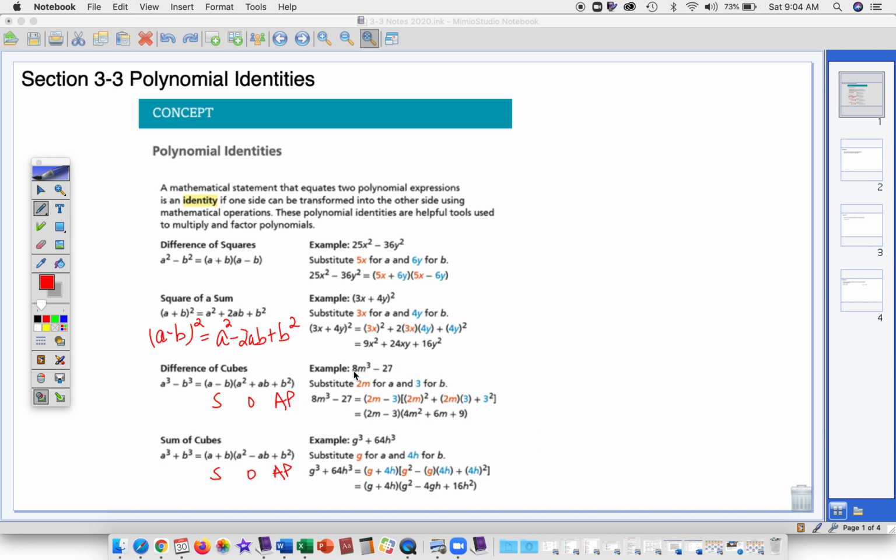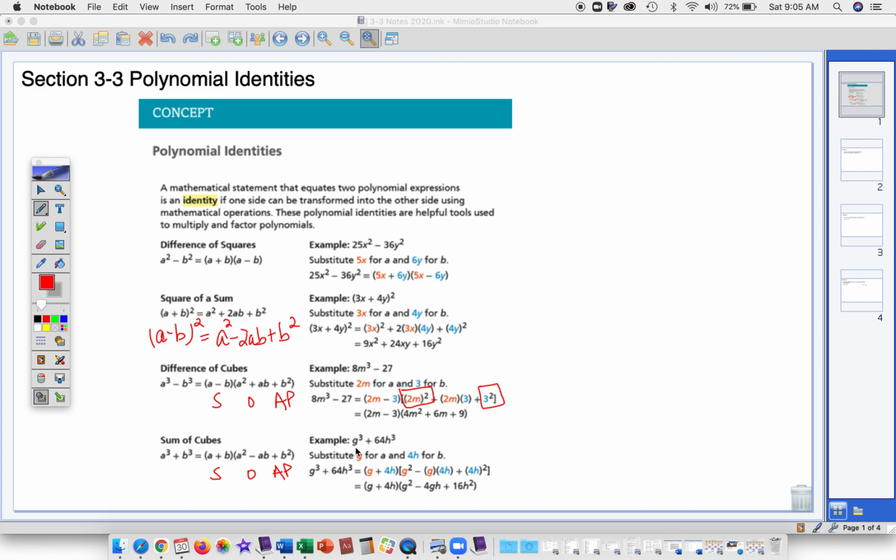So if we do something more complicated, like 8m cubed minus 27, the cube root of 8m cubed is 2m. The cube root of 27 is 3. And then we get the next term, again, by squaring these two. Squaring the 2m, squaring the 3. And then in the middle is their product, 2m times 3. Remember that 2 is from the 2m. Okay, it's just ab in the middle, but a in this case happens to be 2m.